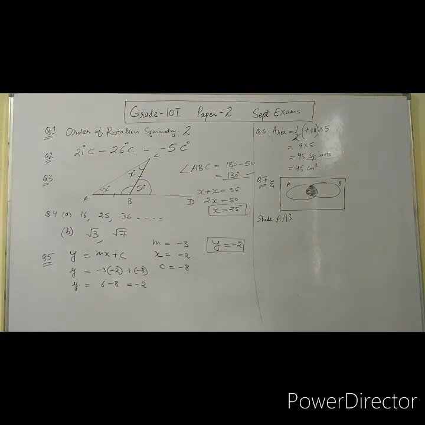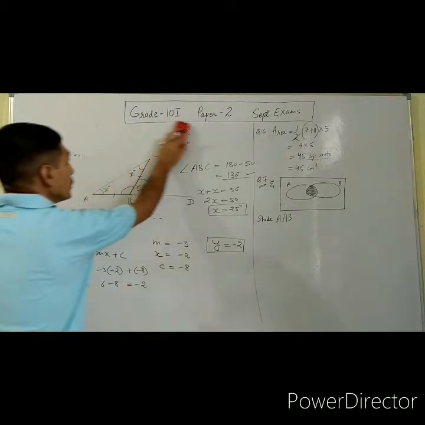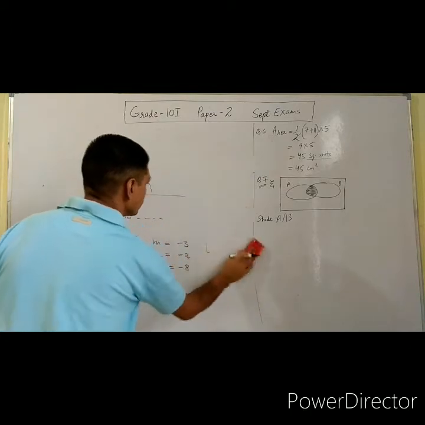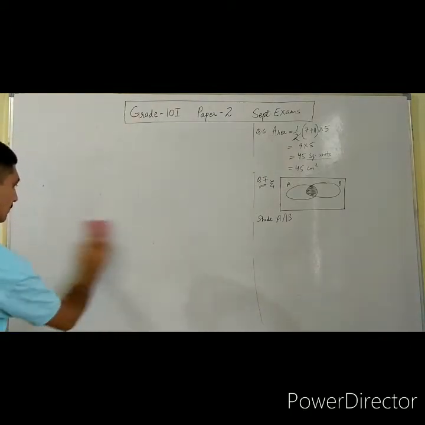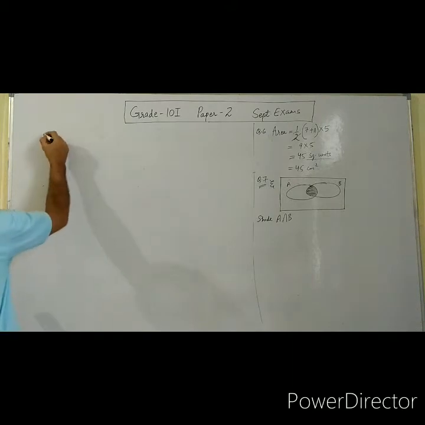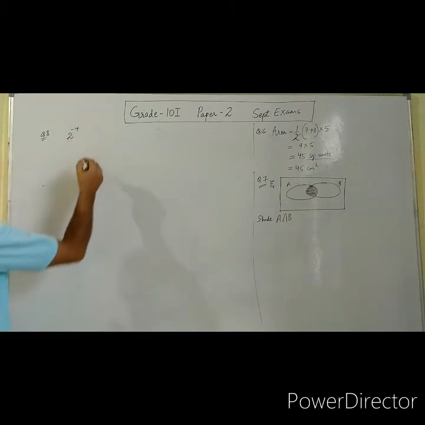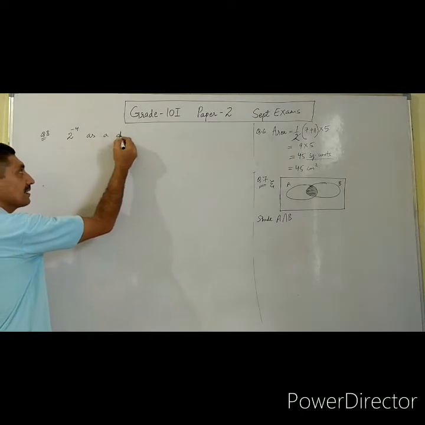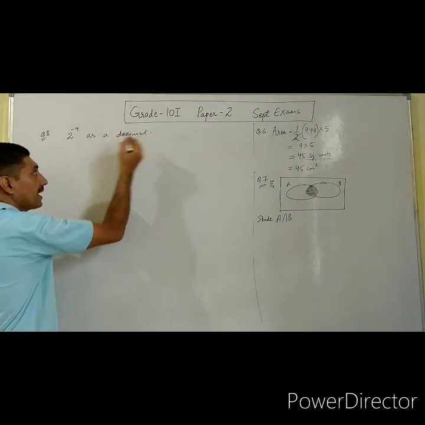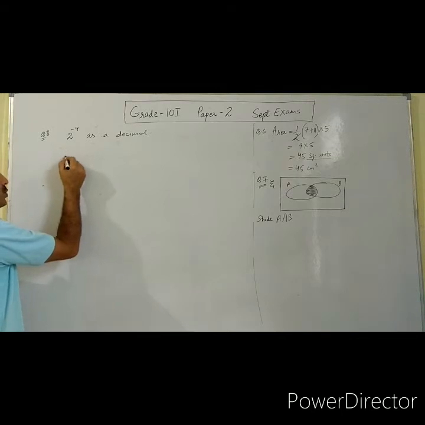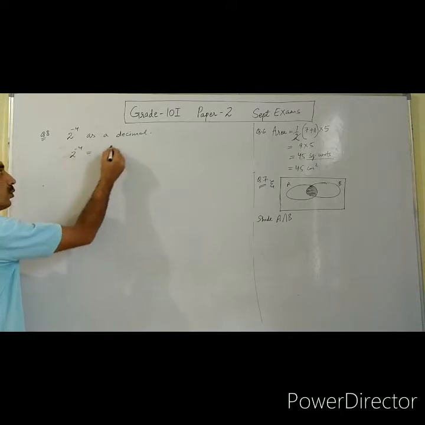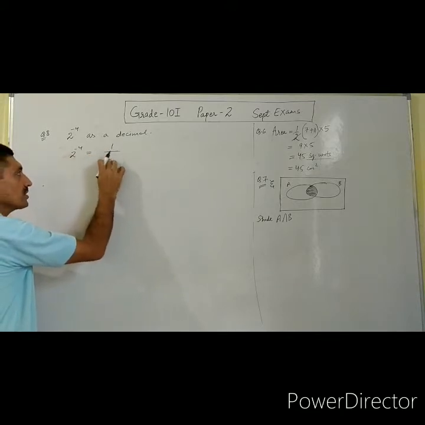And question number 8, we have to represent 2 raised to the power minus 4 as a decimal. As we have discussed, we can write 2 raised to the power minus 4 is equal to 1 upon 2 raised to the power 4.